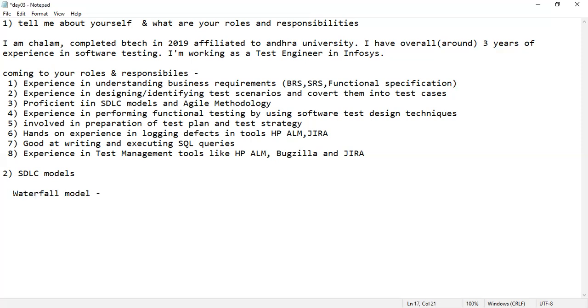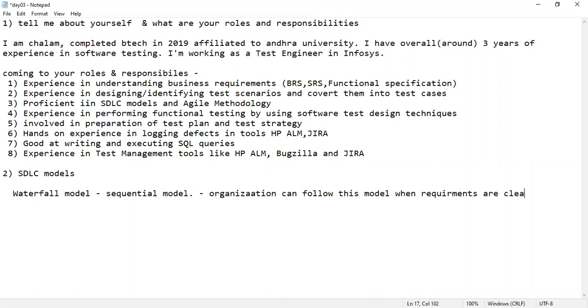Okay. So the other name of this model is sequential model. Okay. The other name is sequential model. So organizations can follow this model when requirements are clear. Anybody explain what is requirement?